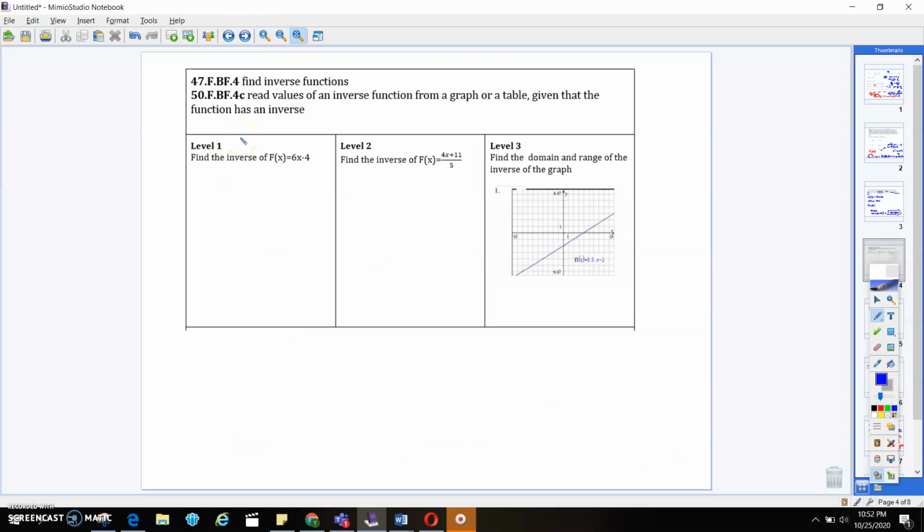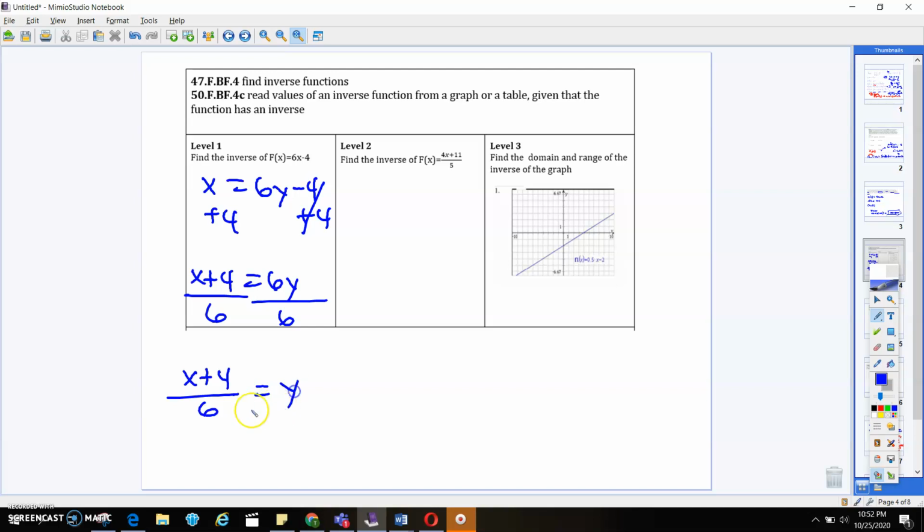Okay. On the next one, we got to find the inverse of the function. So remember, finding inverses means that we're going to switch our x and y. So on this first question, we're going to switch our x and y. And then we're going to solve for our y. So x plus 4 equals 6y. We're going to divide by 6. So this is going to be x plus 4 divided by 6. Or you might see this as 1/6x plus 2/3, because that'll simplify, 2/3 equals y. Okay?